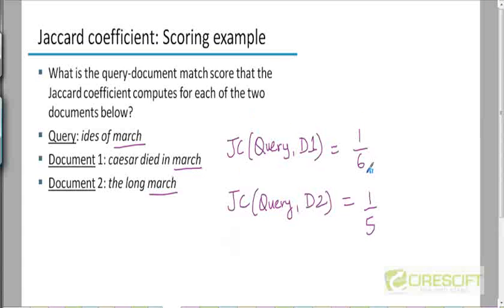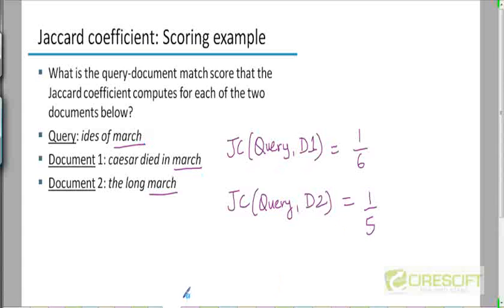So the numerator is going to be 1 in both cases because the size of the intersection is 1. In the first case, the denominator is the total number of terms in either the query or the first document. So that's 1, 2, 3, 4, 5, and 6 here. We're not going to count this because it has already been counted here. So 1 by 6. And likewise here it's 1, 2, 3, 4, and 5. Again, we're not going to count this because it was already counted here.